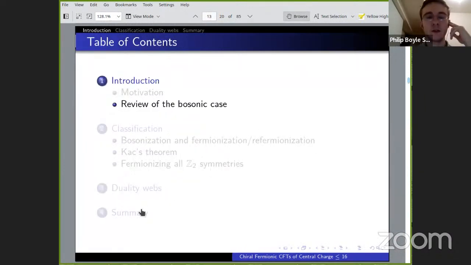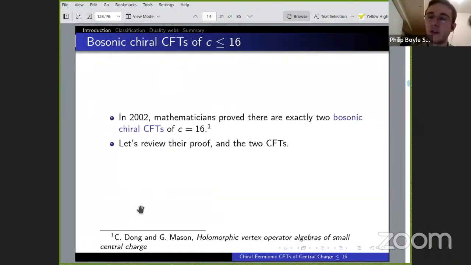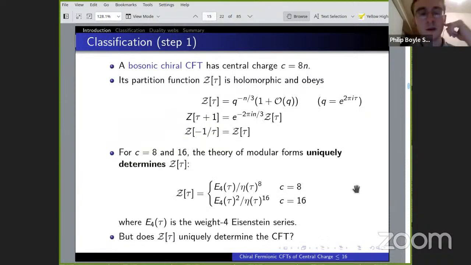Okay, so I said that we know that there are exactly two chiral bosonic CFTs of central charge 16. And this was proved in 2002 by mathematicians. Since this is going to be important, let's briefly review their proof, as well as the two CFTs. So this is done by Dong and Mason. So the argument goes like this.